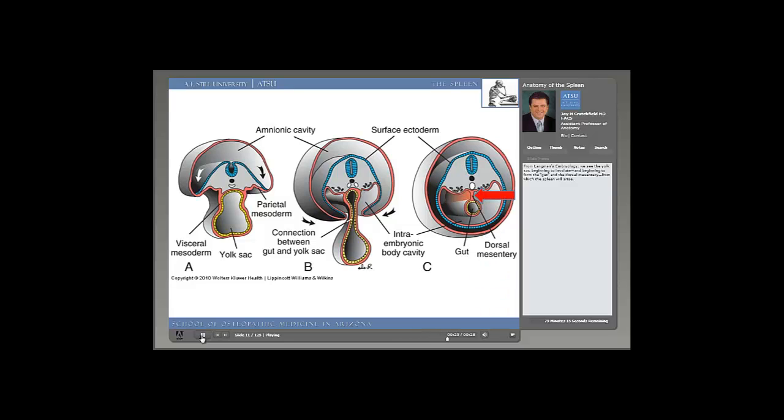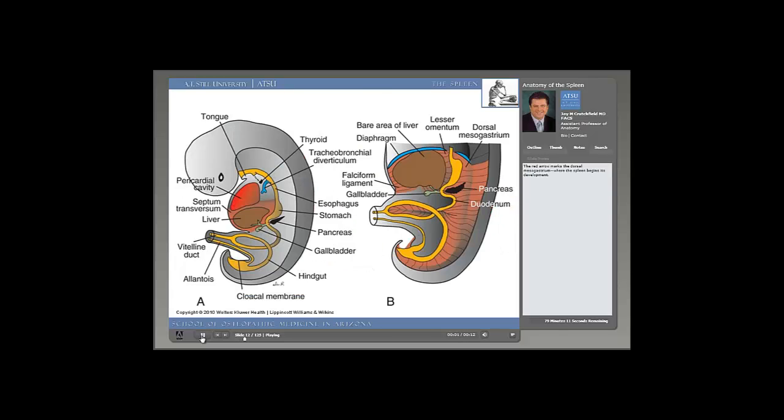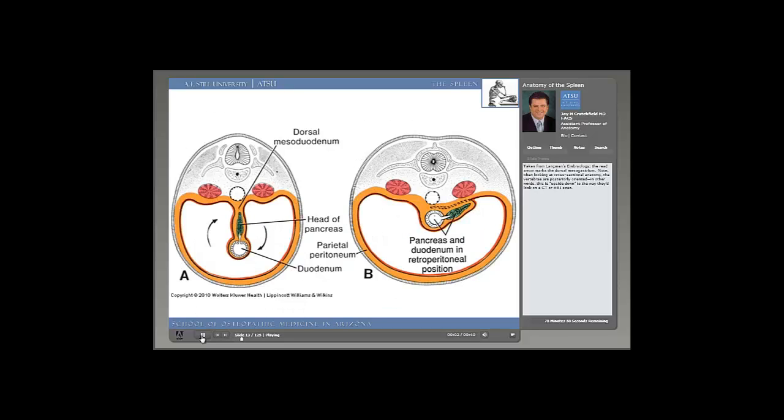That's where the large red arrow is located on this slide. In this slide, the large red arrow is pointing to the dorsal mesogastrium, right behind the stomach. This, in the embryo, is where the spleen will form. Here's a sagittal image of the previous slide. Notice the large red arrow in diagram A. That's where the spleen will begin to form, in the dorsal mesogastrium.